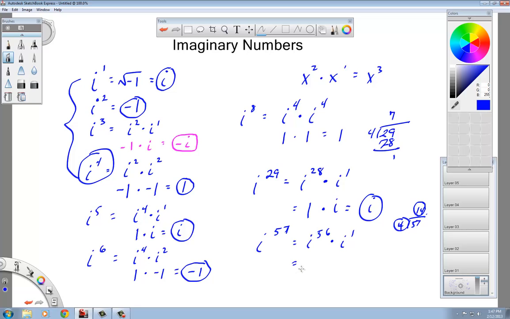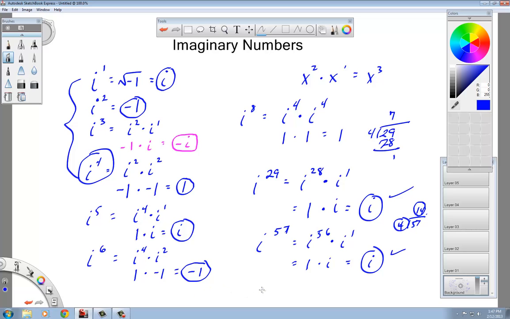Now the reason I do that again is 4 goes into 56, and i to the 4th is equal to 1. So anytime that happens, this first number is 1 times i. And i to the 1st is just i, so this final answer is also i, and that was just a coincidence that both of those were the same like that.